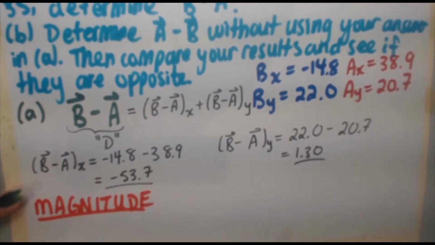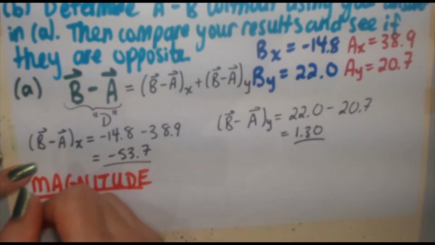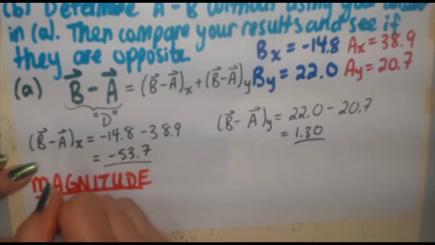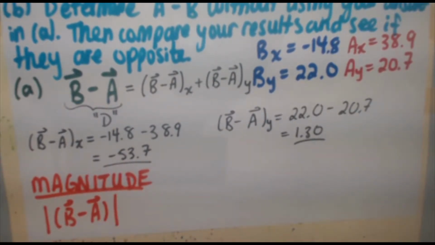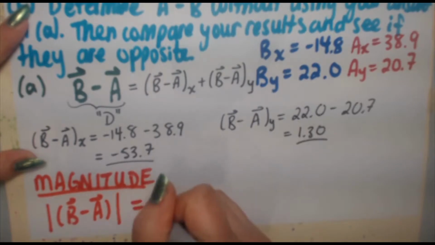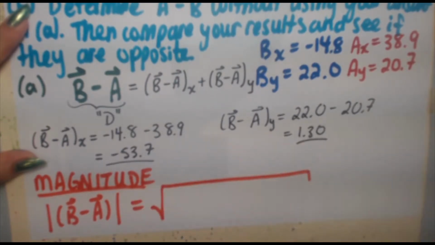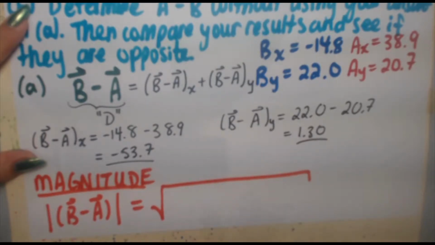To find the magnitude, it is simply the Pythagorean theorem. We're trying to find the magnitude of B minus A. Again, if you want, you can call it something a bit more compact, D, if you would like. B minus A is going to be equal to the square root of the sum of the squares of the components, negative 53.7 and 1.30.